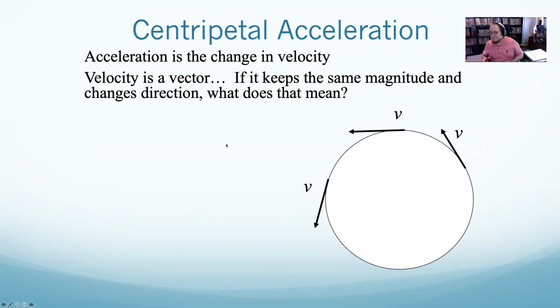And so even if the magnitude of the velocity is constant, even if it was always going at 20 RPMs, even if the velocity at this point here is 5 meters per second, and the velocity here is 5 meters per second, and here is 5 meters per second, and so on, even if that is constant, the direction of the velocity changes. And if the direction of the velocity changes, that means the velocity changes.